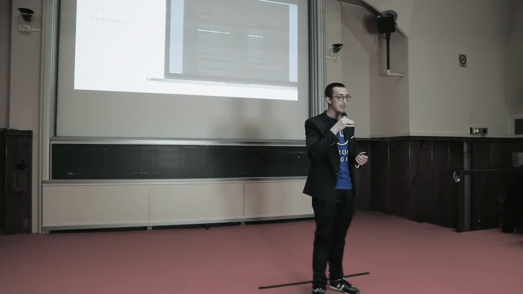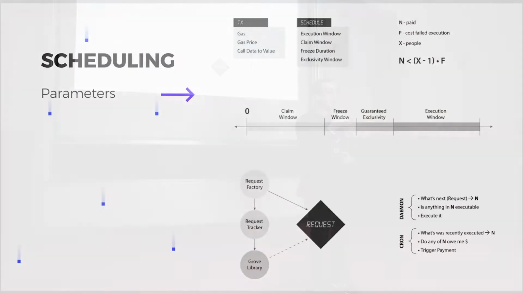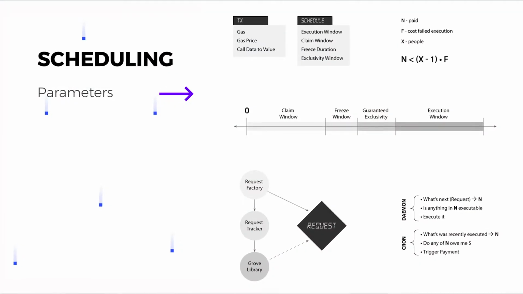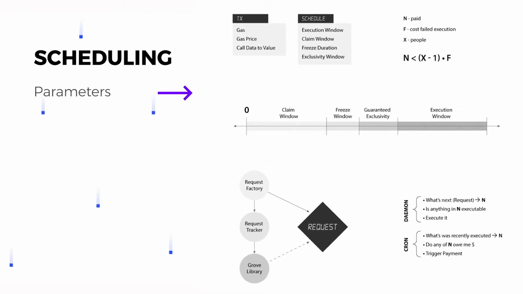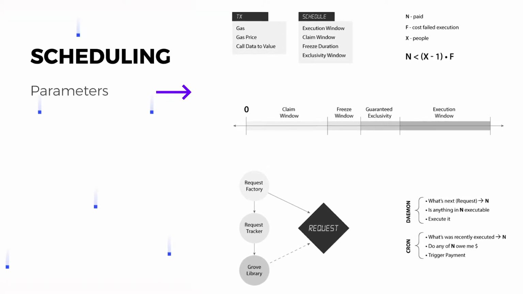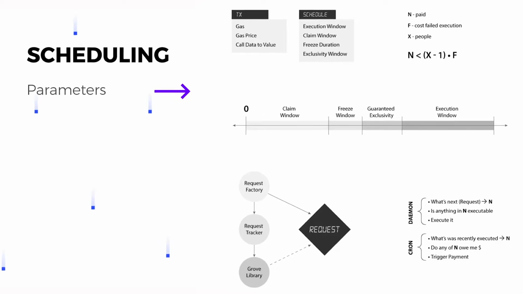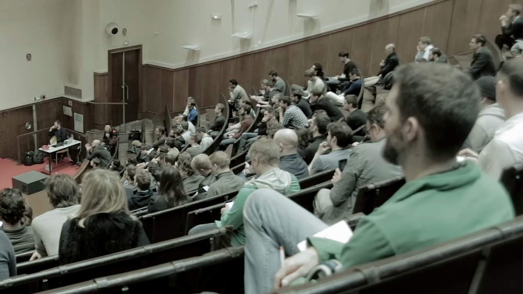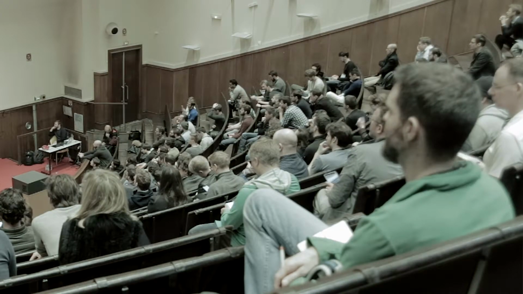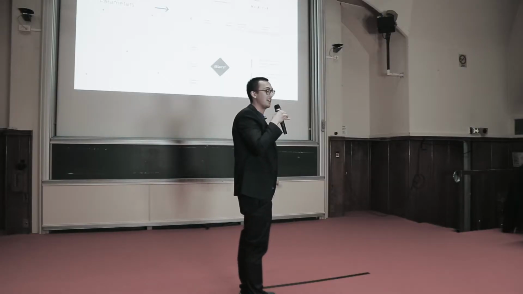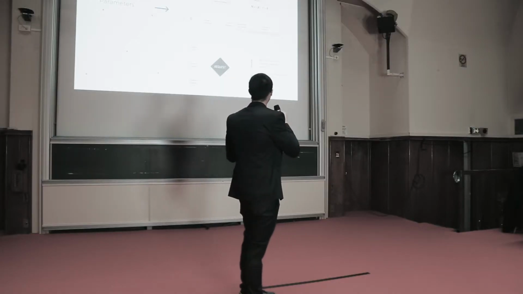So let me jump back to this timeline here. So the execution window is when you want your transaction to happen. Because of network properties, we can't guarantee a specific block. So you set a window, and this is a variable. You can set it for as long or as short as you like. A good minimum would be about 10 blocks.